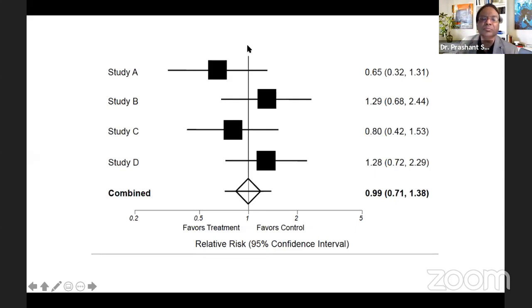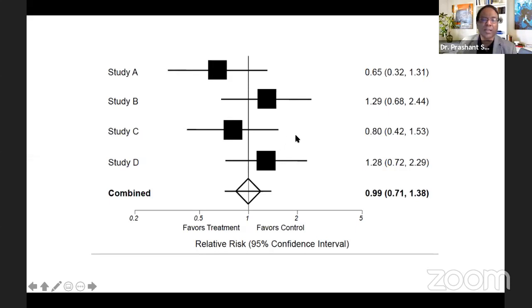Now, there's a line in the center which represents a point of no difference, which is 1. If the risk ratio or relative risk is 1, which means that the risk in both groups is exactly same. There is no difference. Okay, but if the relative risk falls to the left of this line, which means that the treatment is good. But if it falls on the right-hand side of this line, then it means that the treatment is bad and the relative risk actually favors the control.